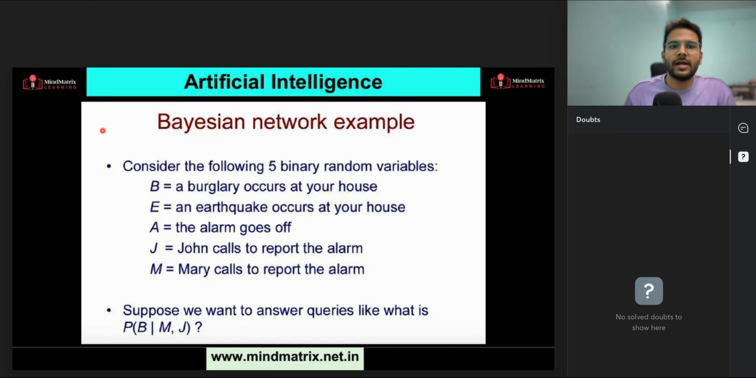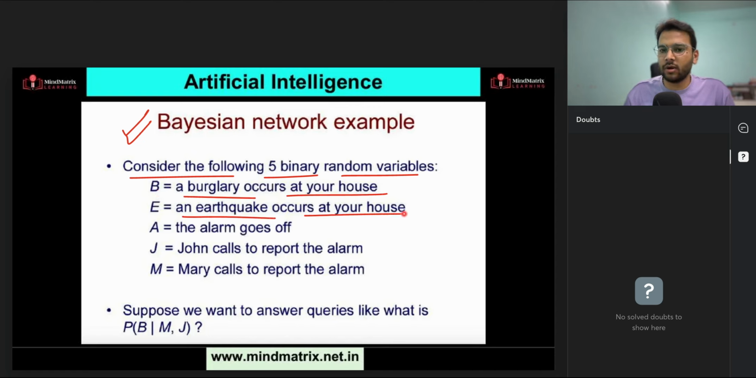And this is, as I told you, a very famous example that we have. Consider the following 5 binary random variables. B stands for a burglary occurs at your house. E stands for an earthquake occurs at your house. A stands for the alarm goes off. J stands for John calls to report the alarm. M stands for Mary calls to report the alarm.